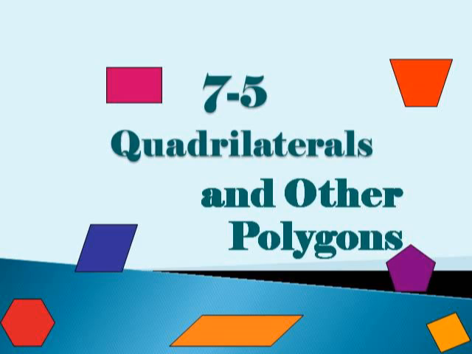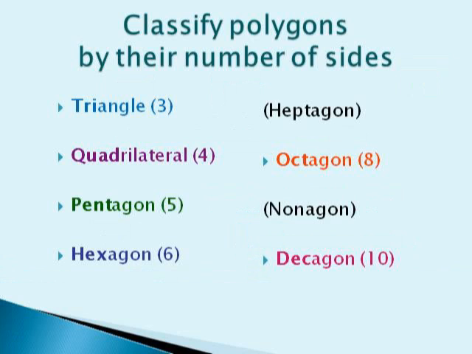Lesson 5, we're learning about quadrilaterals and other polygons. To classify polygons, we do so by counting the number of their sides. So these are the ones that we will be seeing in our work. Triangles have 3 sides, quadrilaterals have 4, pentagons have 5, hexagons have 6, octagons have 8, decagons have 10. I've included the name for 7 sides, heptagon, and 9 sides, nonagon, just for your information.